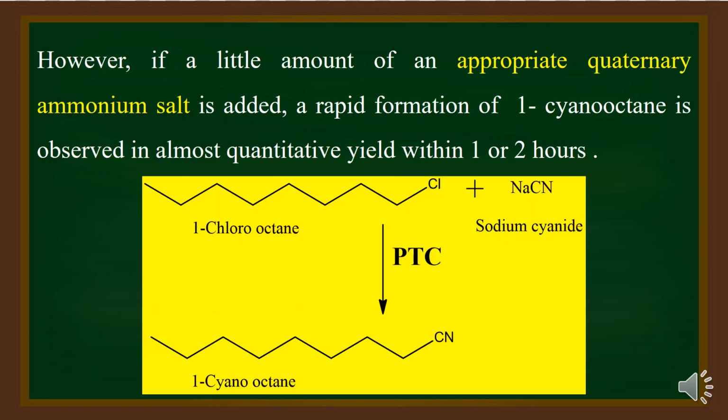However, when a little amount of an appropriate quaternary ammonium salt is added to this reaction mixture, the reaction takes place immediately and gives the maximum yield of 1-cyanooctane. The quaternary ammonium salt used here is acting as a phase transfer catalyst.